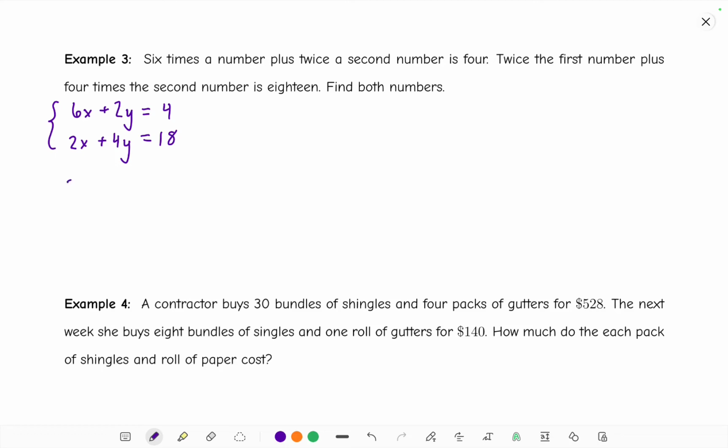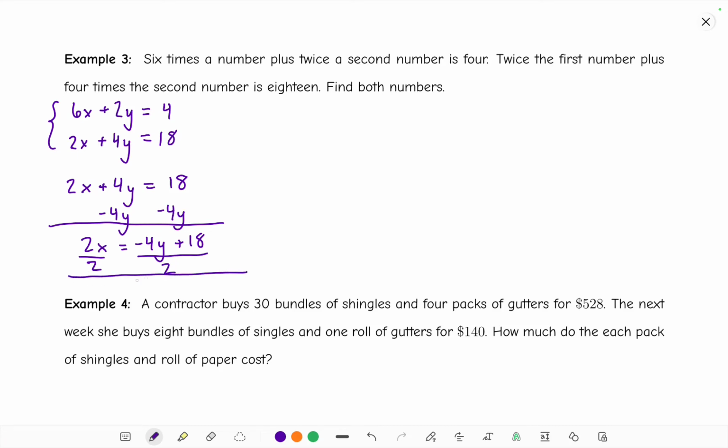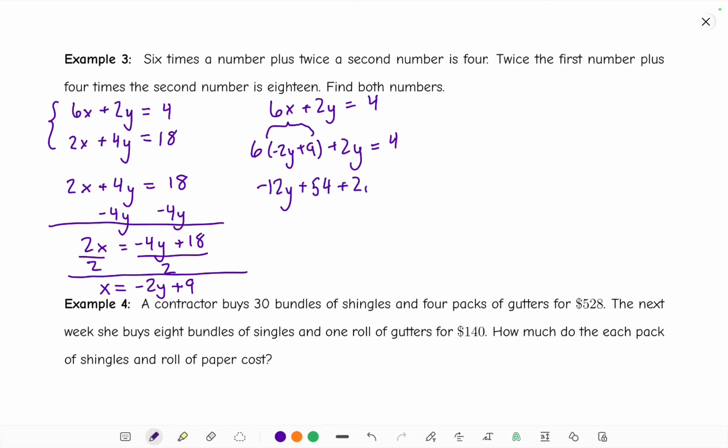So I'm going to start with the second equation, and instead of solving for y this time, I'm going to solve for x. So subtract 4y to begin with. 2x equals negative 4y plus 18. And then divide by 2, we get x equals negative 2y plus 9. Then I take the first equation, and the x gets replaced by the negative 2y plus 9. Multiply that by 6, add 2y, still equals 4. Distribute the 6, we get negative 12y plus 54 plus 2y equals 4.